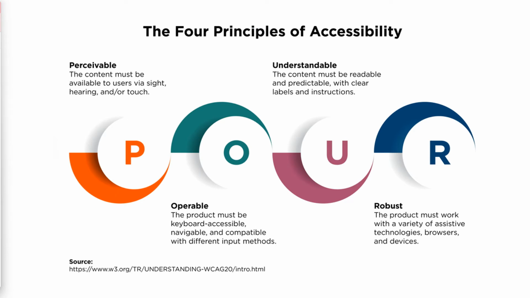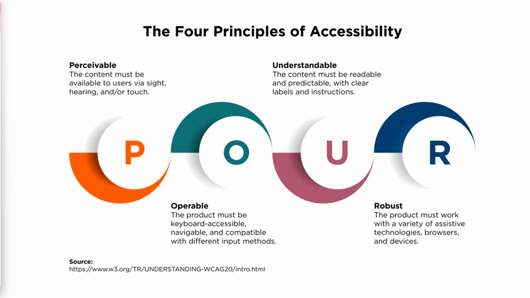So the 4 principles for accessibility are perceivable, operable, understandable, and robust. Perceivable means available through sight, hearing, or touch. Examples would be providing a text alternative for non-text content like graphics, providing captions and other alternatives for multimedia, creating content that can be presented in different ways without losing its meaning, and making it easier for people to see and hear the content.